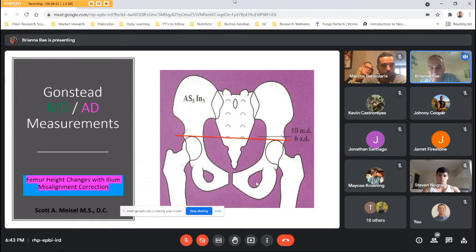So there's our femur head line. And to get this MD line, we take our parallel and put it at the bottom of the film, because the bottom of the film is usually nice and square.